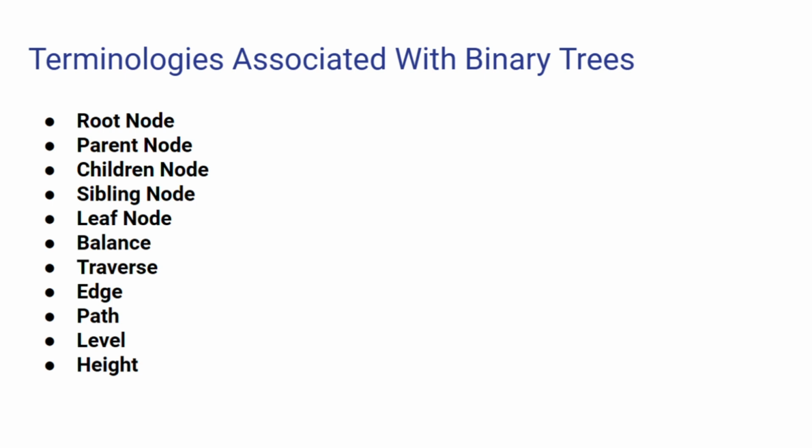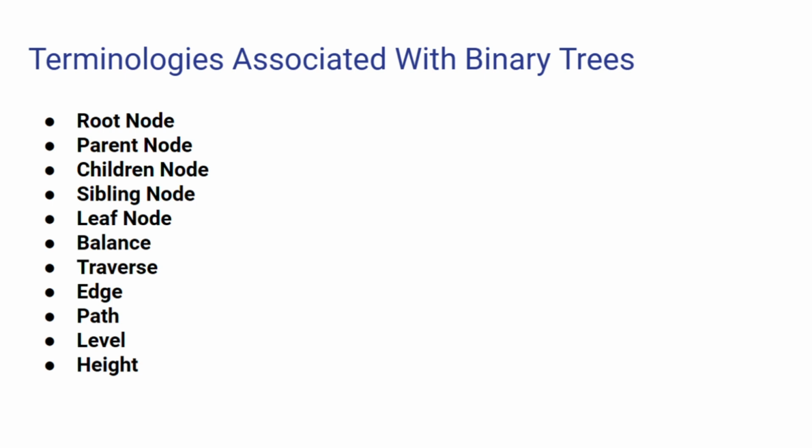Next we have children nodes. These are nodes with parents. Next we have sibling nodes. A sibling node is like in real-life families: nodes that share the same parent node. Then we have leaf nodes. These are nodes without children, and they are always at the bottom of the tree. They are the last nodes in the tree.